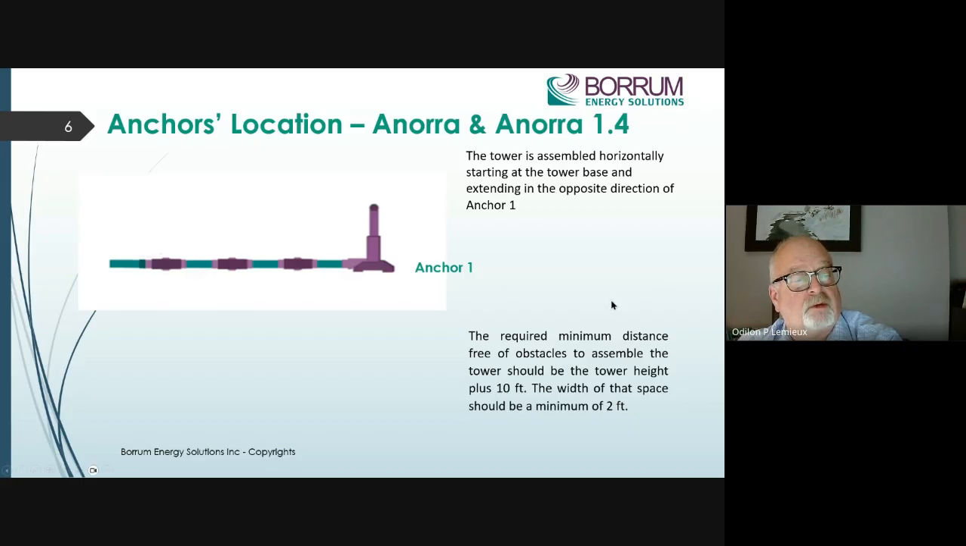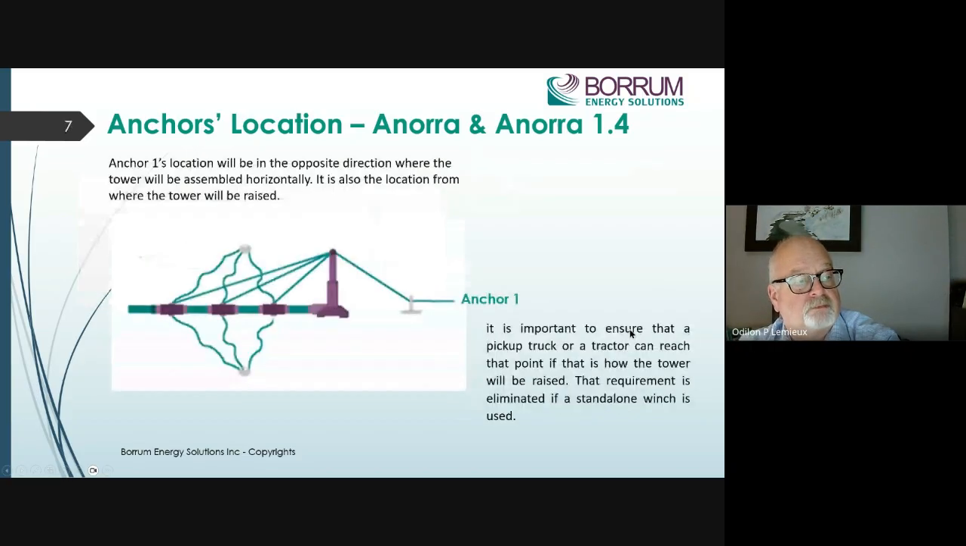And also, we want to make sure that there's about a couple of feet on either side so you can work on the tower as you do that. Now, this is a little bit of a graphic. It's not great, but it is what it is. So you've got anchor 1 here opposite to where the tower is assembled horizontally. And this depicts anchor 2 and anchor 3, which technically are 120 degrees from each other and from anchor 1.